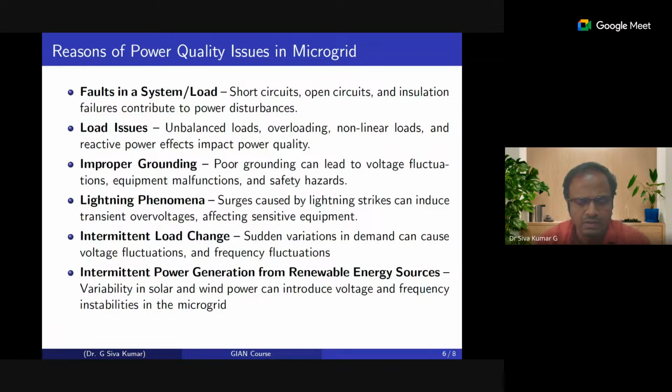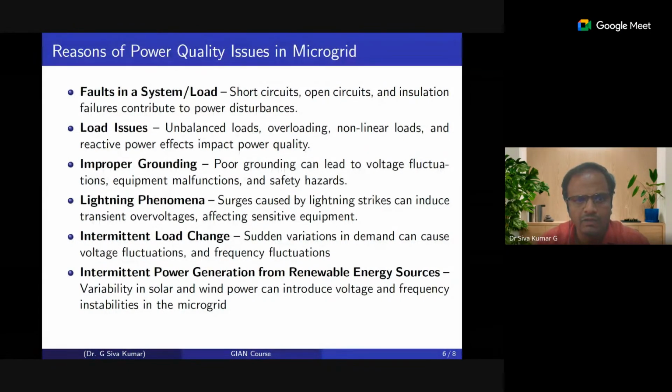These are some of the power quality issues which occur in a microgrid system. Faults in the system or on the load side: the load may also be affected by the fault, and also the system. These may be short circuits, open circuits, and insulation failures. These are the three things which contribute to faults. With a fault, the voltage is affected, and sometimes it may cause a complete outage of the system.